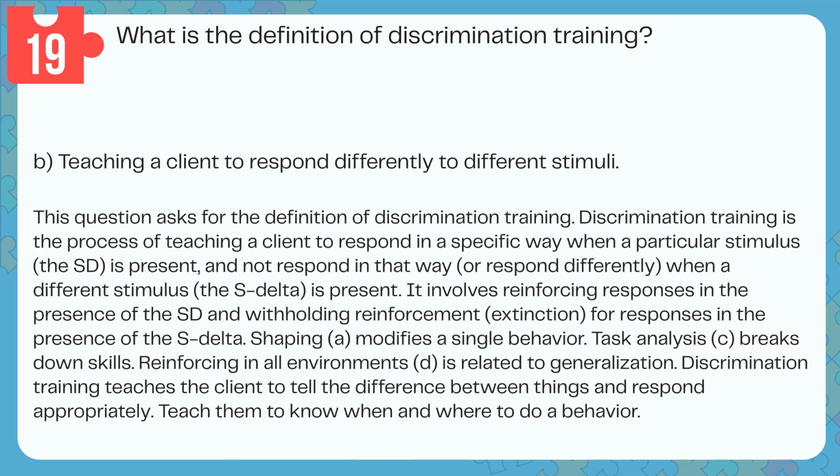of the S delta. Shaping, A, modifies a single behavior. Task analysis, C, breaks down skills. Reinforcing in all environments, D, is related to generalization. Discrimination training teaches the client to tell the difference between things and respond appropriately. Teach them to know when and where to do a behavior.